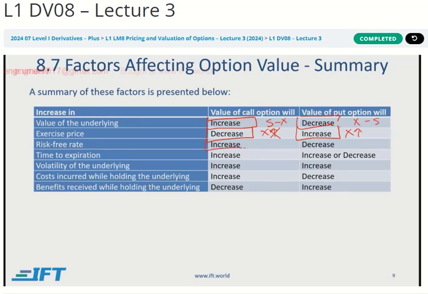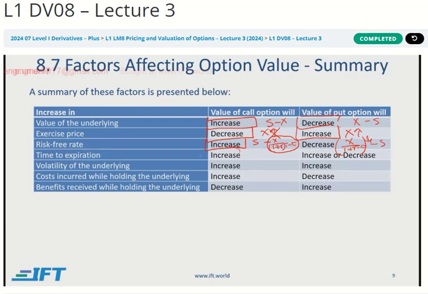A higher risk-free rate will increase the value of a call option because we will discount the exercise price, and a higher risk-free rate means a lower present value of the exercise price, which means the value will go up. But a higher risk-free rate will be bad for the put option because it will decrease this part, which means the value will go down.